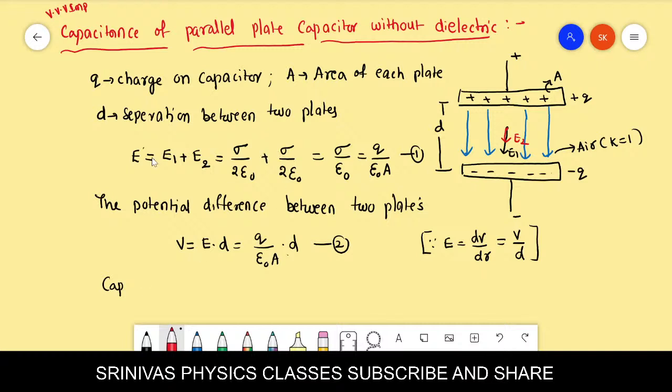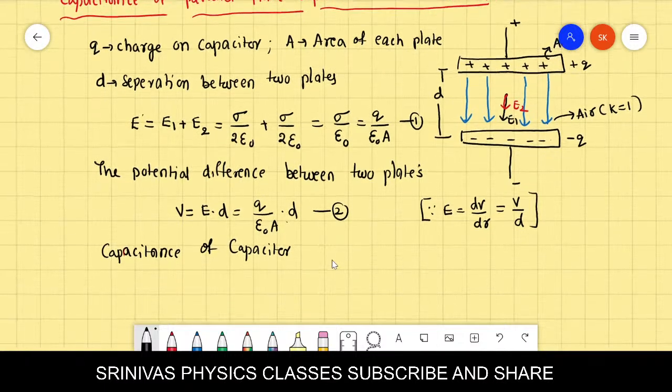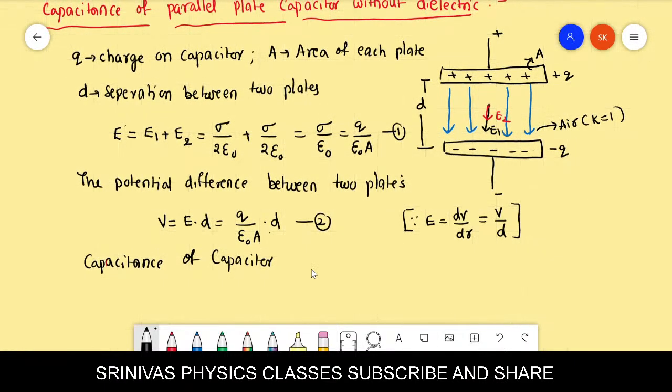Then after finding the electric field, I find out the potential difference between the two plates. The potential difference between the two plates is Ed. E is the electric field and d is the separation between the plates. E we got in the above equation. And then after that I want the capacitance of the capacitor. Then how to find out the capacitance of the capacitor? There is a formula for the capacitance of the capacitor, right? You know very well the capacitance basic formula is C is equal to Q by V, right? V we can write here in this formula.